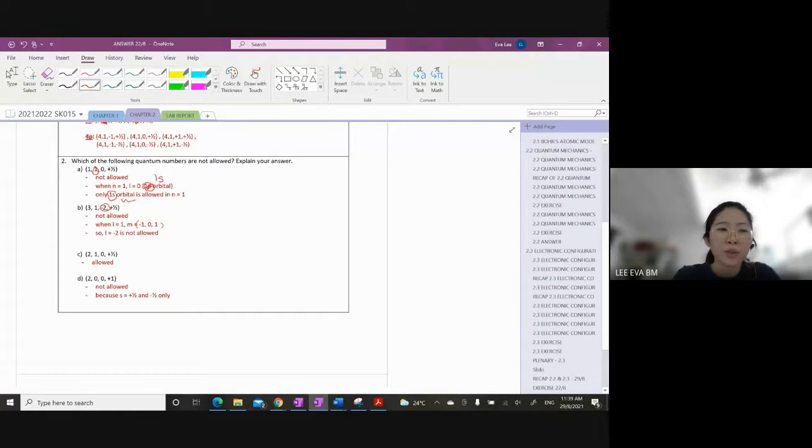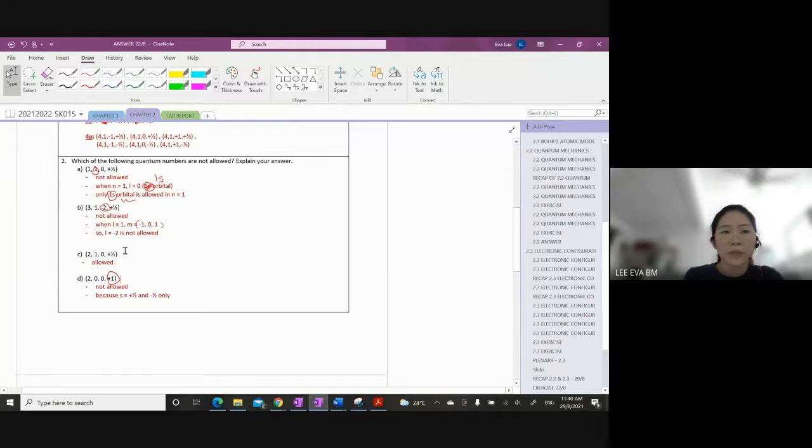Okay, and then for 2C, no problem because everything is fine. L value depends on n, m value depends on L, so all are accepted. And the last one, for this one it's very obvious, we don't have such a thing as positive 1. We only got positive half or negative half for the electron spin quantum number. Okay, so all of this written here is the answer that you need to support. Why is it not allowed? For the allowed ones, there is no need for a reason. So for C, don't need a reason.